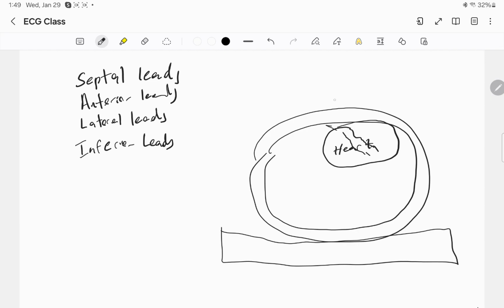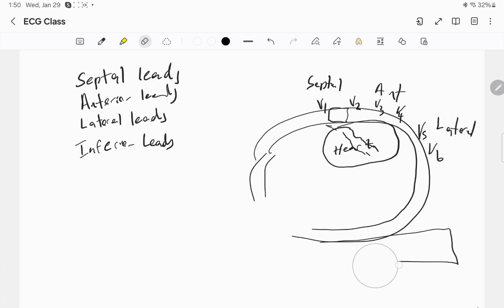Anyway, if the sternum is here, V1 would be here, V2 would be here, V3 would be there, V4 would be there, and then you'd have V5 and V6. So you can see what's going on here: septal, anterior, lateral. All right, great, easy enough.